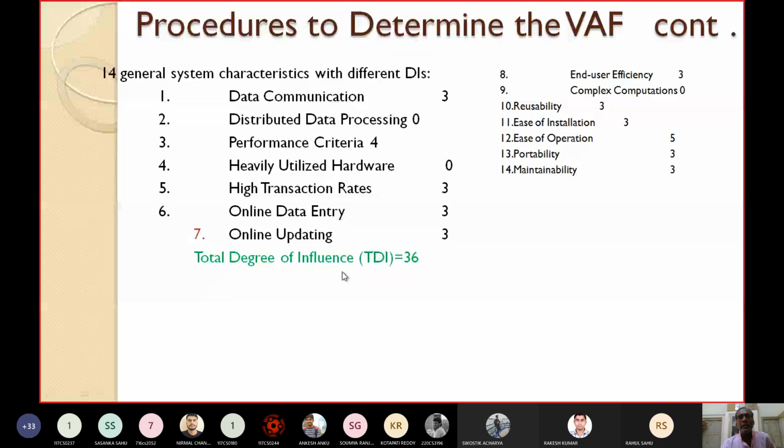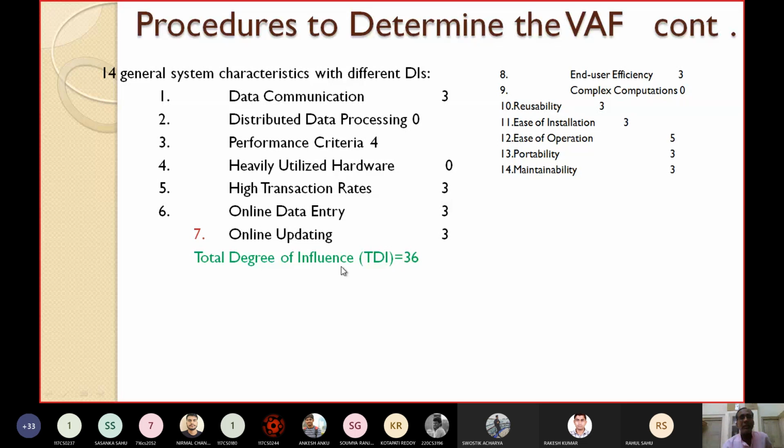So how to compute TDI? You just have to add all those things, isn't it? 3 plus 4, 7, 10, 13, 16, 19, 22, 25, 30 and this 6, 36. So here the total degree of influence is coming to 36.